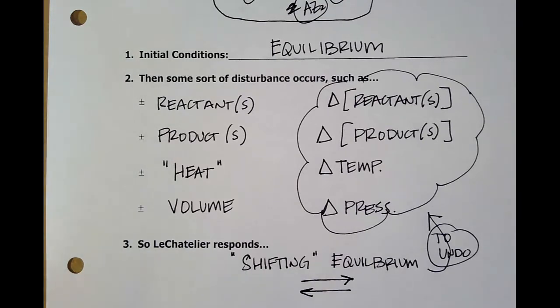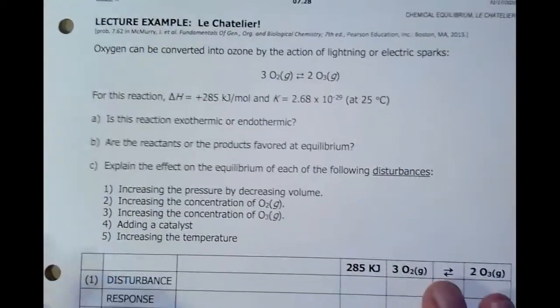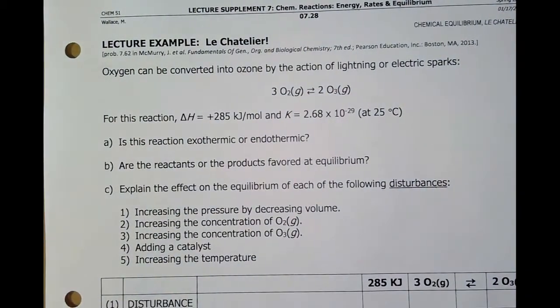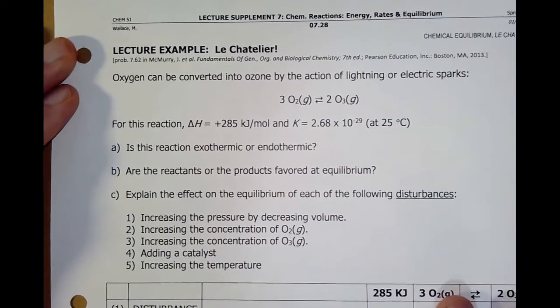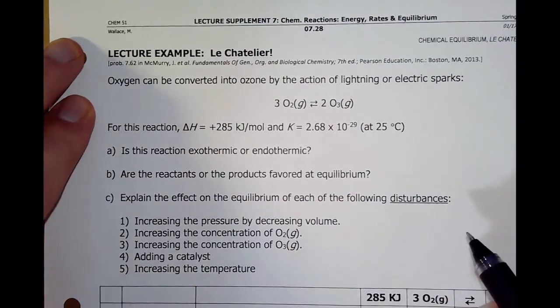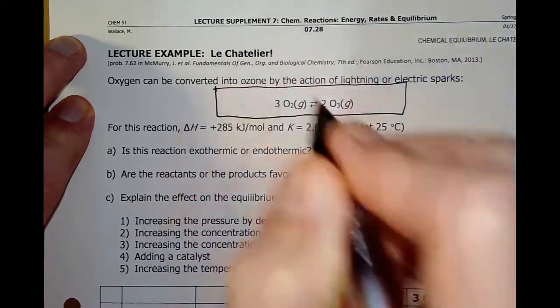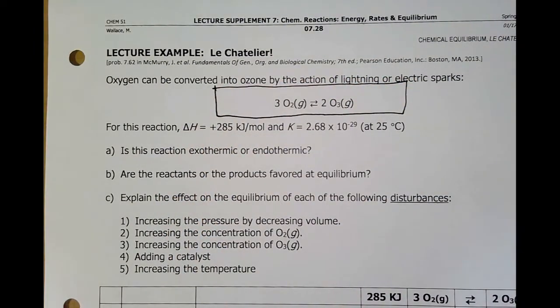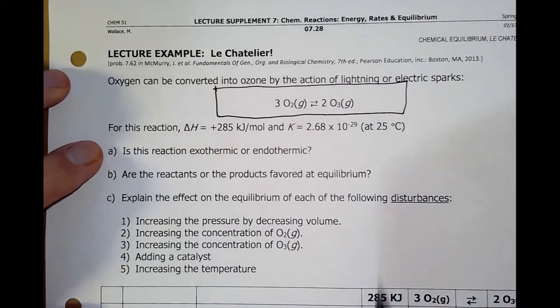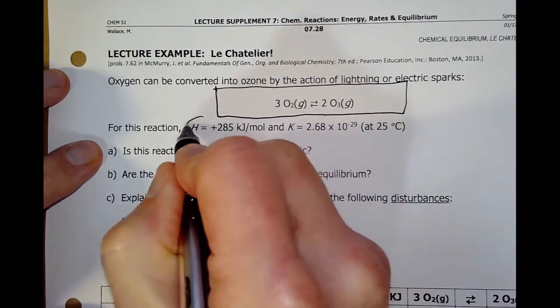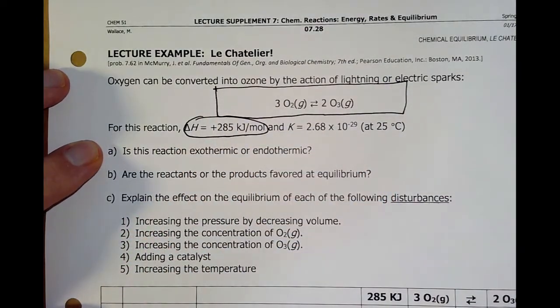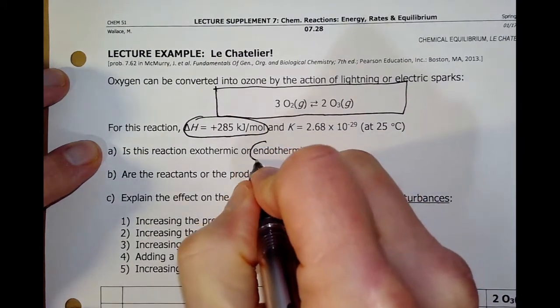I'm going to do a sort of complicated problem, and then we'll come back and take it apart very slowly, piece by piece. So I'm looking at page 7.28. Here's my reaction. And I'm going to think of it as inside some kind of vessel. Now the first thing we're going to sort out here is, is it exothermic or endothermic? You might stop the video and ask, oh yeah, what does that mean? Positive delta H, endothermic.